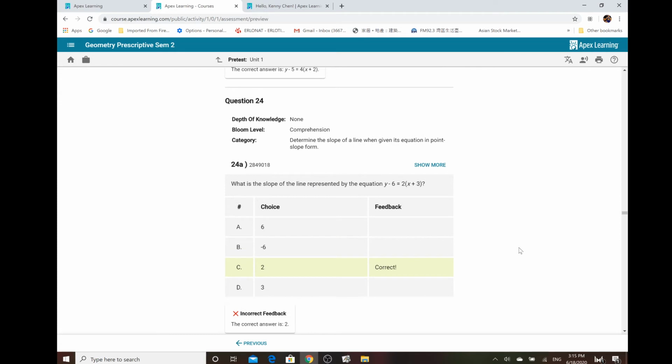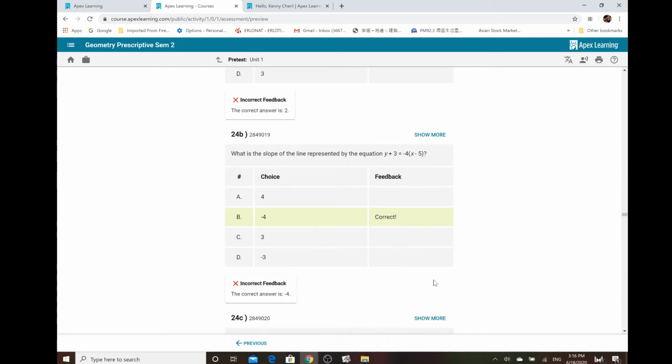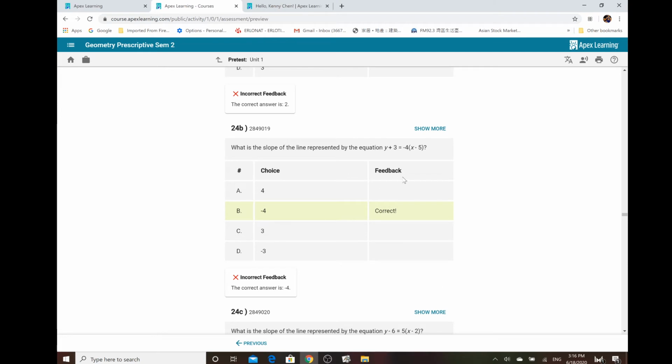Okay, so now let's move on to 24. What's the slope of the line representing? If you try to simplify it to the slope-intercept form, this one tells you the slope already. It's the number outside the parentheses here, which is what? 2. It's quite obvious. Negative 4, slope.